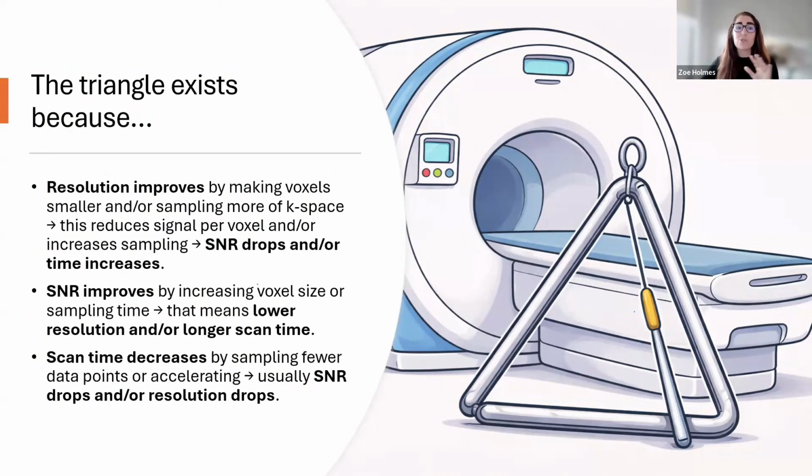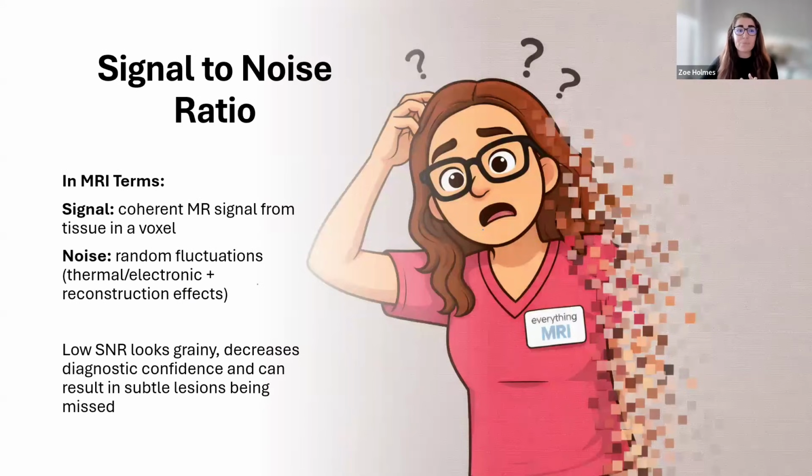So the triangle is not a rule made up by physicists. It's a direct consequence of, one, your voxel size, controlling how many of those spins contribute to a measurement, two, your K-space sampling, controlling how long acquisition takes, and three, the square root behavior of noise averaging. So we're going to talk a little bit more about signal to noise ratio.